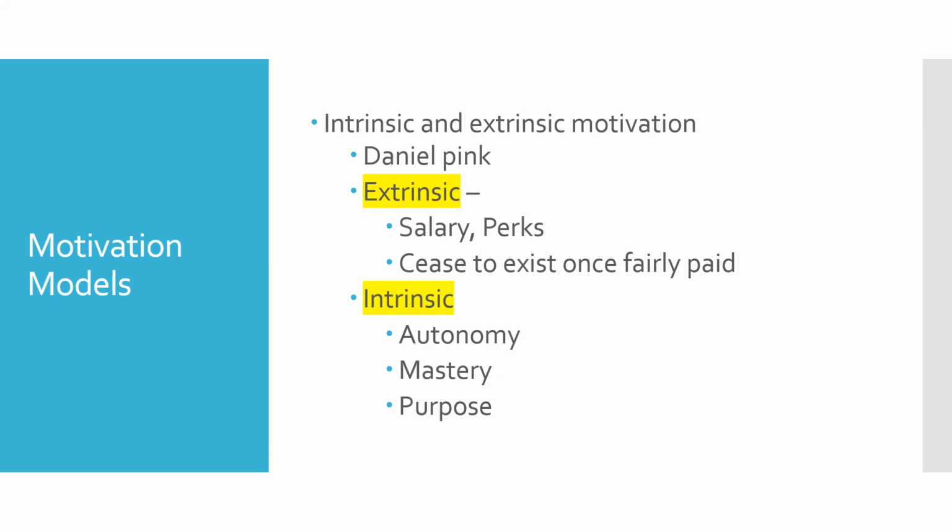The second model talks about extrinsic and intrinsic motivation. It is given by Daniel Pink. He has written many books, and you can read books like Drive. He talks about extrinsic motivation as salary, perks, rewards and all. It ceases to exist once people are fairly paid. It's similar to the hygiene factor in the previous model, right?